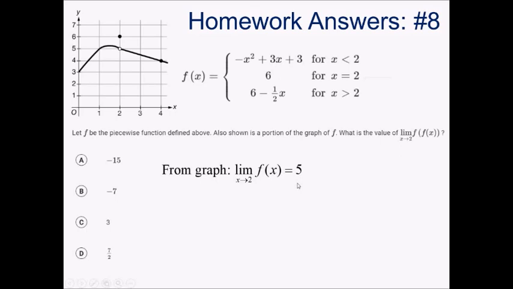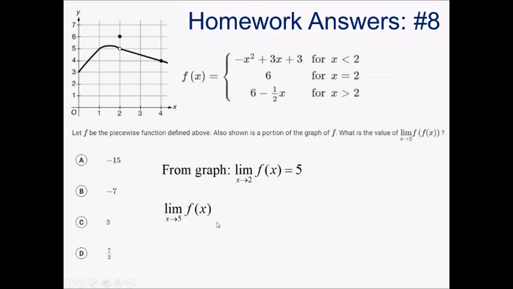And if you're not so sure about that, you could actually plug 2 in for x here. 6 minus 1/2 times 2 is going to be 5. And same thing here, if you have negative 4 plus 6 plus 3, that comes out to exactly 5. Anywho, let's do the next thing. We've got 5 as this inner value here, which basically means we're asking now about the limit as x approaches 5 of this outer f of x function.